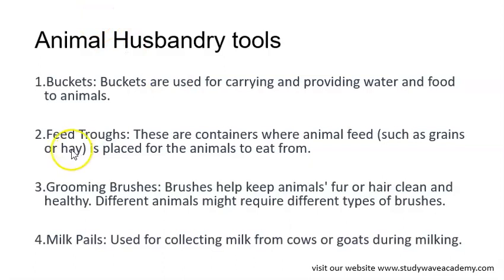Okay, then we have the feed troughs. They are containers where animal feed, such as grains or hay, is placed for the animal to eat from. Those are where their food is kept for them to eat from.